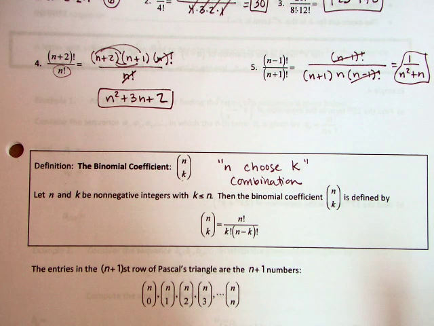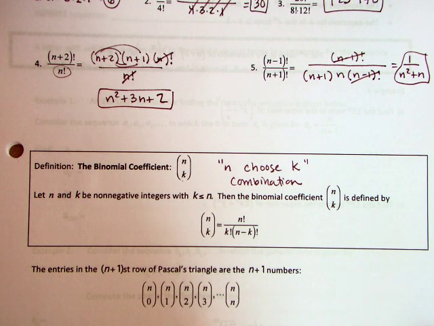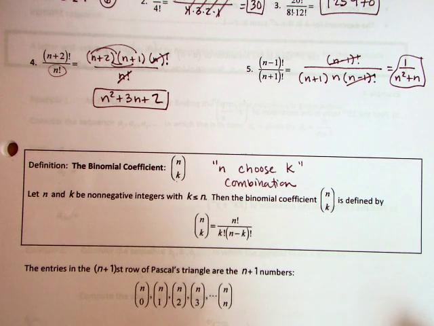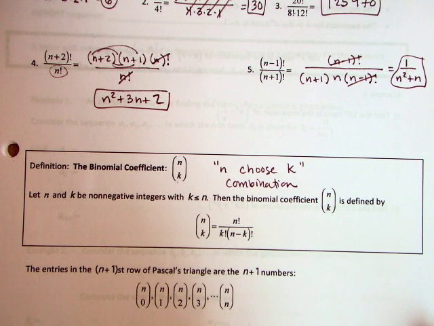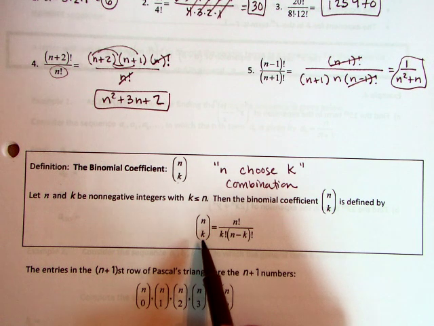But it's also used when expanding these binomials and using Pascal's triangle. So I'll show you that connection here. So let n and k be non-negative integers with k less than or equal to n. So k always has to be smaller or equal. And this is what binomial coefficient means. So n choose k is just equal to, this is the definition, n factorial on the top over k factorial times n minus k factorial.